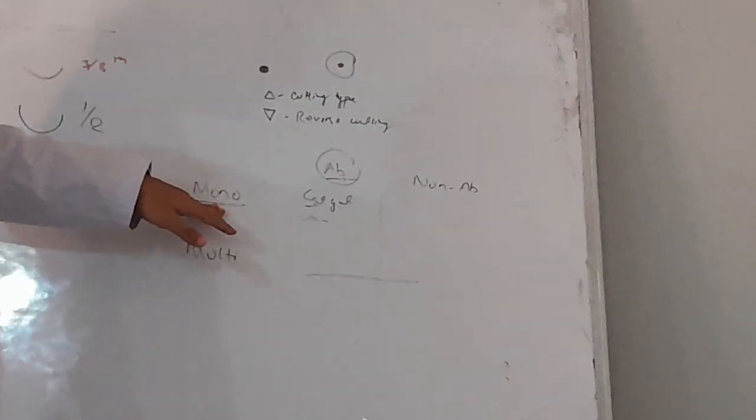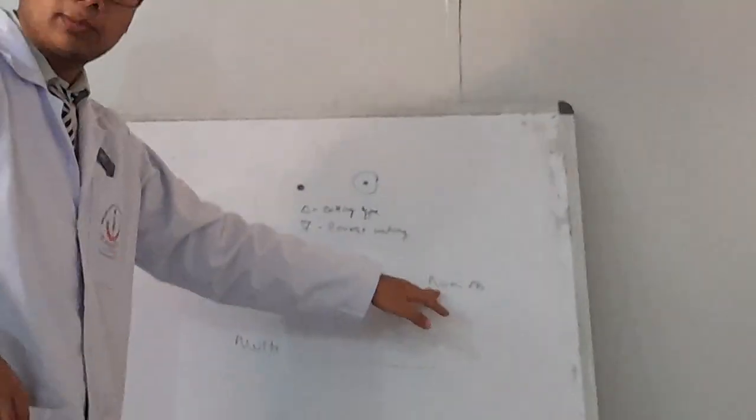Now, another monofilament, however non-absorbable type of suture, the classic example is Prolene.